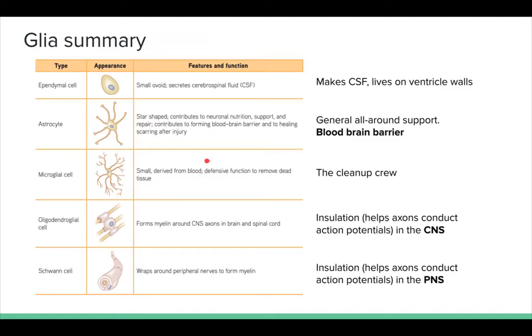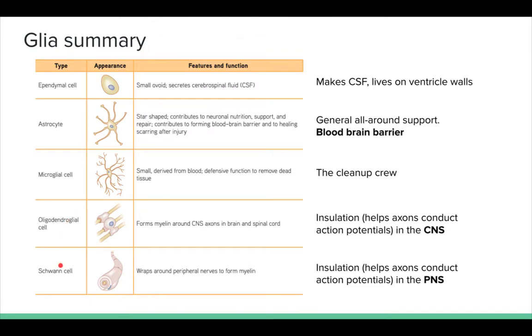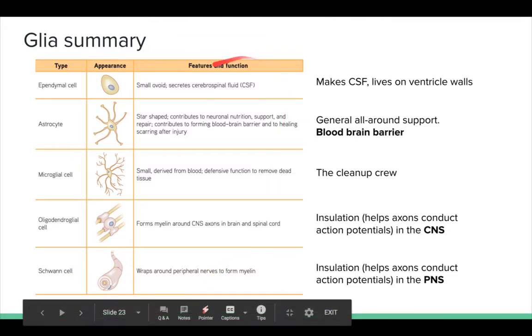Microglial cells are derived from blood tissue, and their general function is sort of cleaning up dead neural tissue as well as some repair functions. And finally, for creating myelin, we have what are called oligodendrocytes or oligodendroglial cells. These are the cells that form myelin in the central nervous system, and Schwann cells are the cells that form myelin in the peripheral nervous system. So really, I think this little table here kind of encapsulates it all.